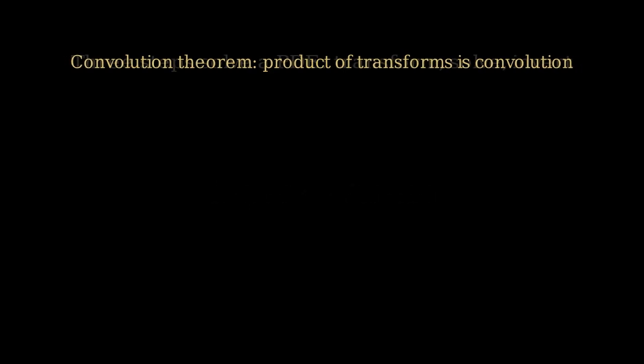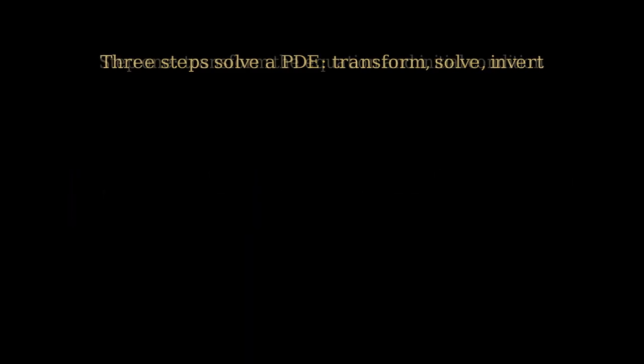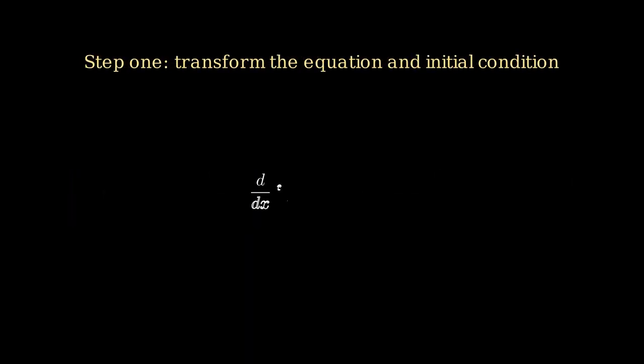These rules turn solving a partial differential equation into three clear steps. We transform the equation itself, and we transform the initial condition using the derivative rules we just stated. Step 1 is to transform the equation and the initial condition. Every derivative in x becomes a multiplication by I omega or by negative omega squared in the transformed variable.